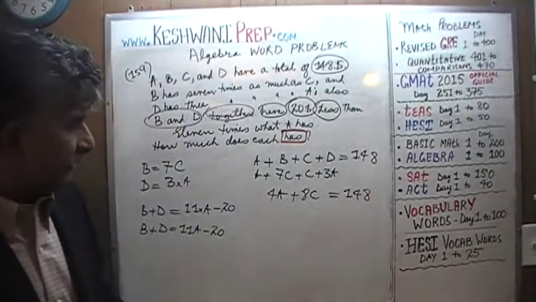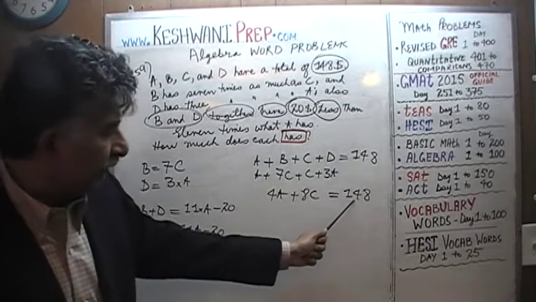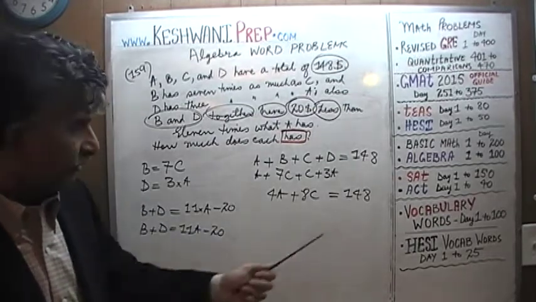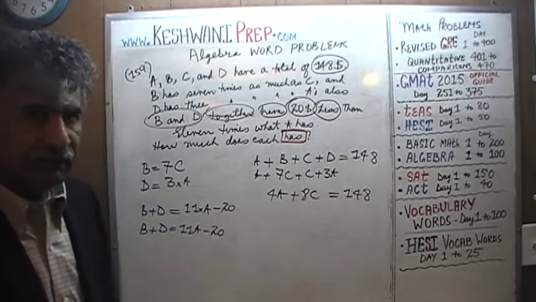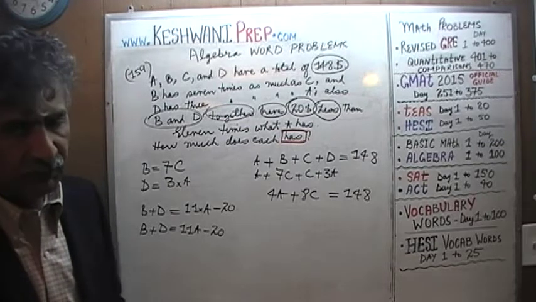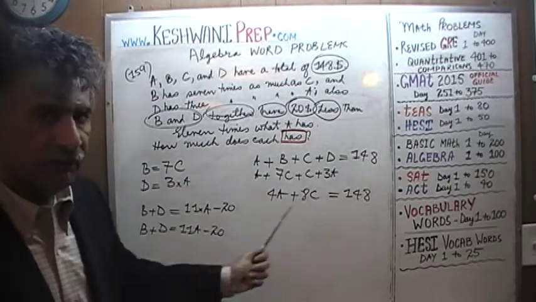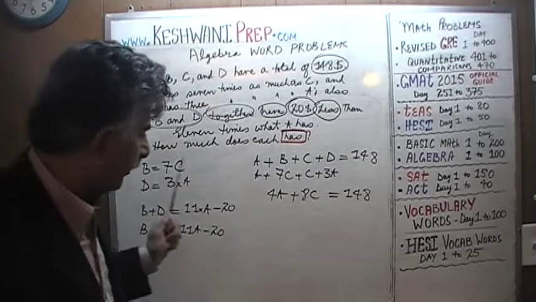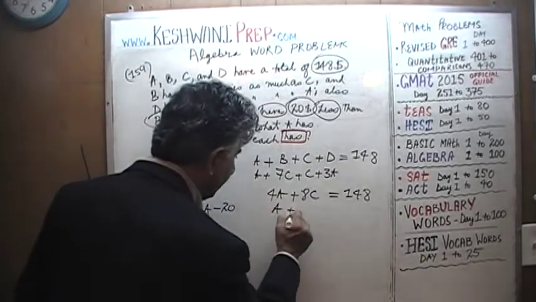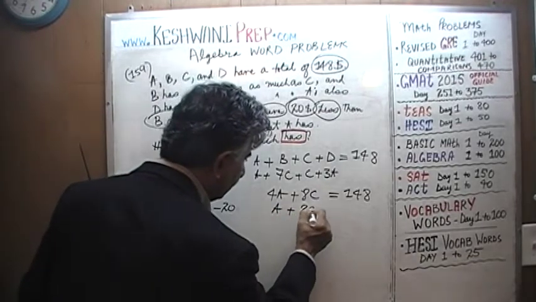The very first thing we notice is that 4, 8 and 148 are all multiples of 4. So instead of leaving the equation the way it is, let's reduce it so that we have a smaller number to work with. Let's divide this entire equation by 4. So 4 divided by 4 is just 1, so it becomes A. 8 divided by 4 is 2, so it's 2 times C.